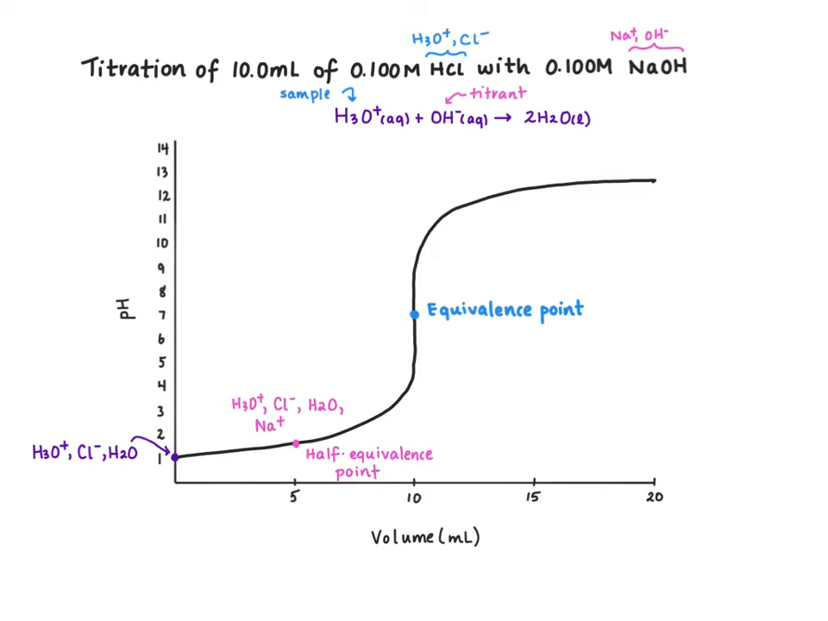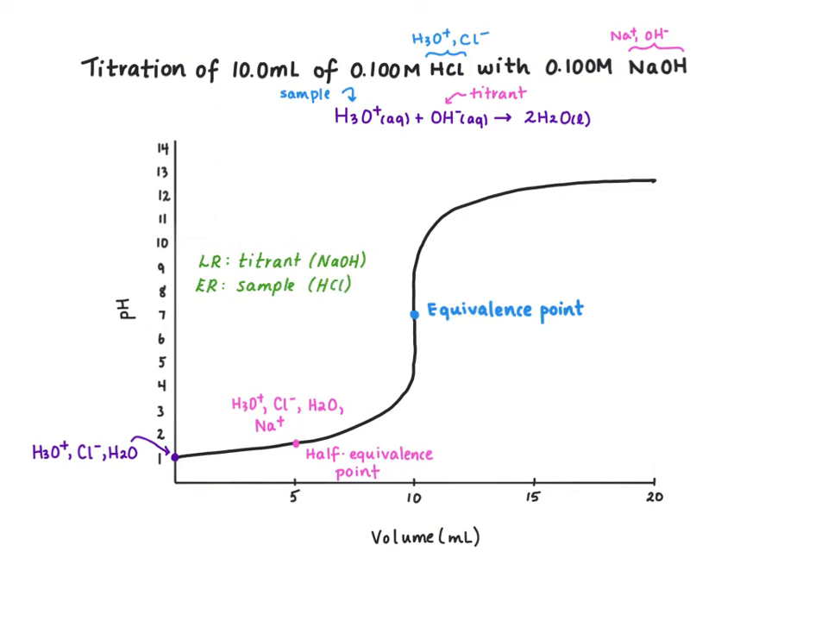We won't have any hydroxide though, because every drop of hydroxide we add is immediately reacted by the hydronium. And so before our equivalence point, the limiting reagent is our titrant. So this is NaOH. And our excess reagent is our sample, which is HCl.